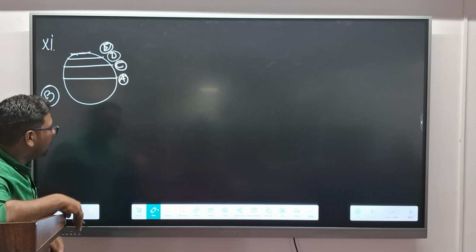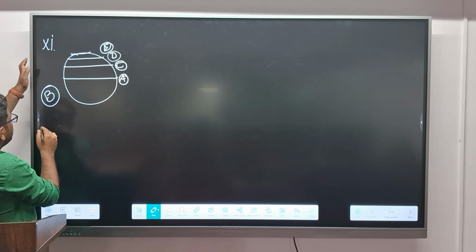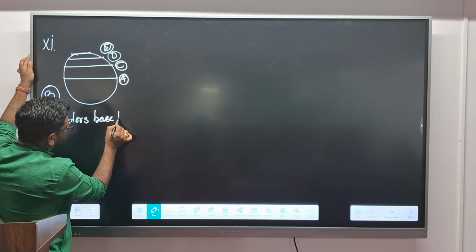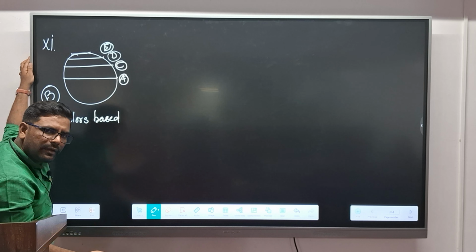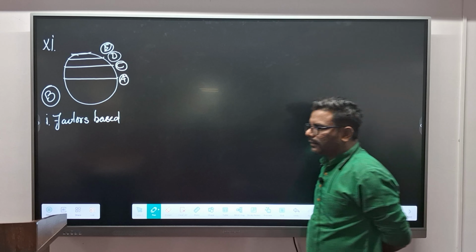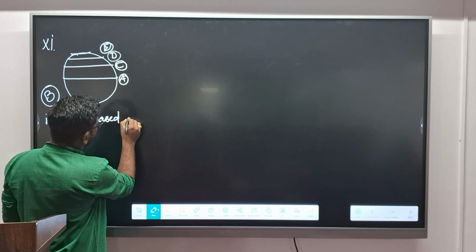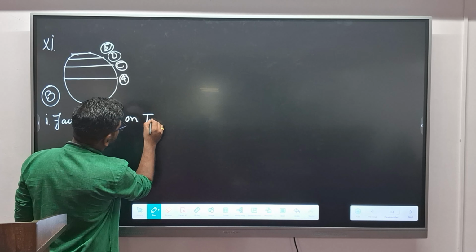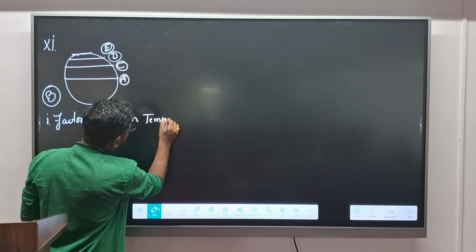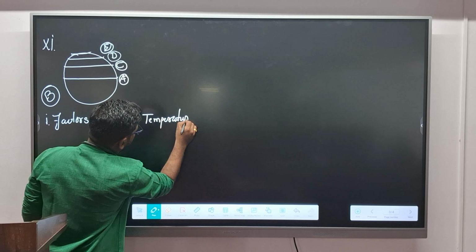Okay, now tell me. Just you have to know. The first thing here is the factors based on temperature. I am dealing with it here only, in climatology.